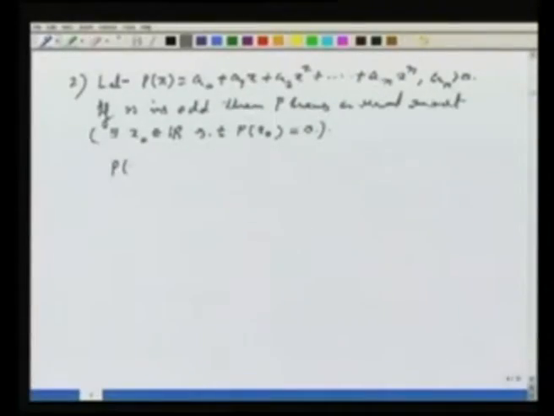Okay. What I want to do is I want to apply intermediate value theorem to the function Px, because I already know that any polynomial function is actually a continuous function. Okay. Fine. What I do first is I write Px as x to the power n times an plus an minus 1 divided by x plus a0 by x to the power n.